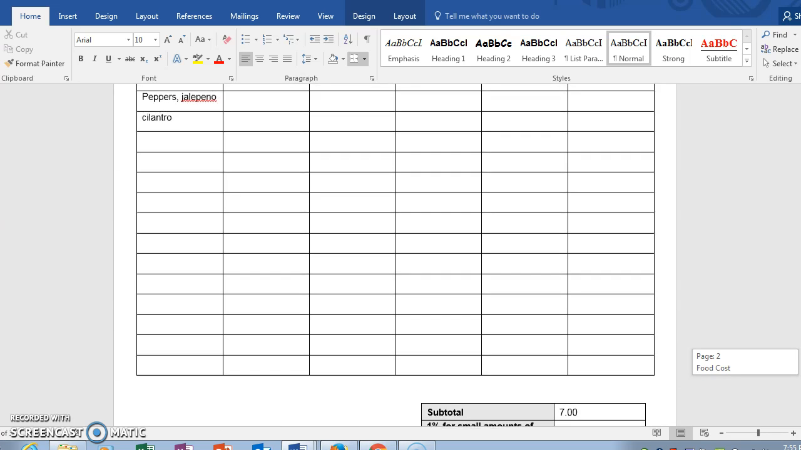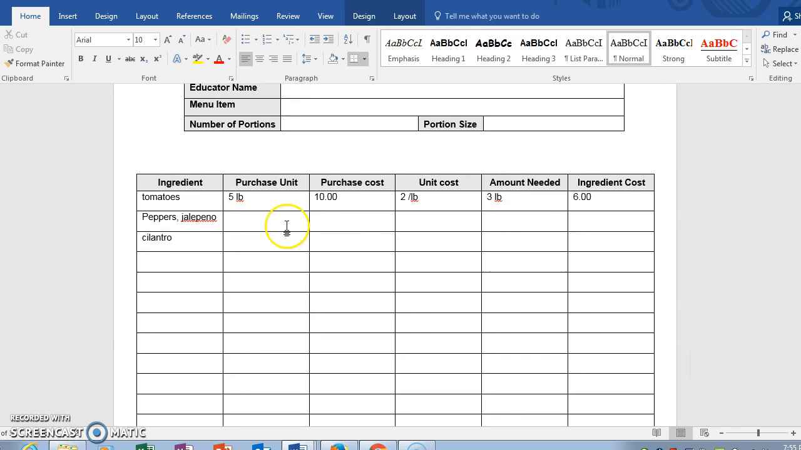The hardest part, honestly, is back here. The most tedious part is back here. And getting your ingredients, remembering that the purchase unit is how you had to buy it, what size you had to buy to get it into your establishment, how much did it cost you to buy that, okay, and then getting it down to a unit cost. Remember those common denominators that we used. So you can figure out how much you needed, multiply that times the unit cost to get the ingredient cost for each one. Okay? Don't let it intimidate you. Go back and rewatch this, or if you need to email me and we will go through it together. Okay? All right.